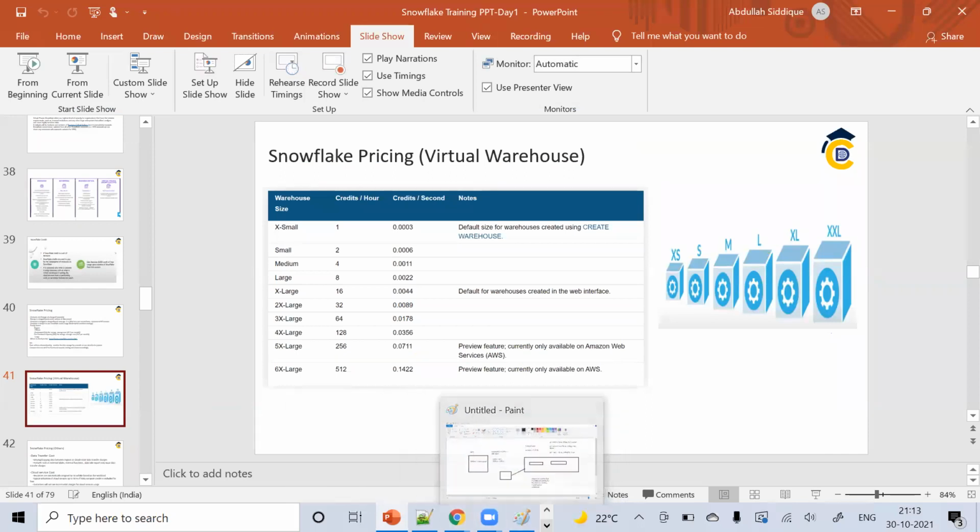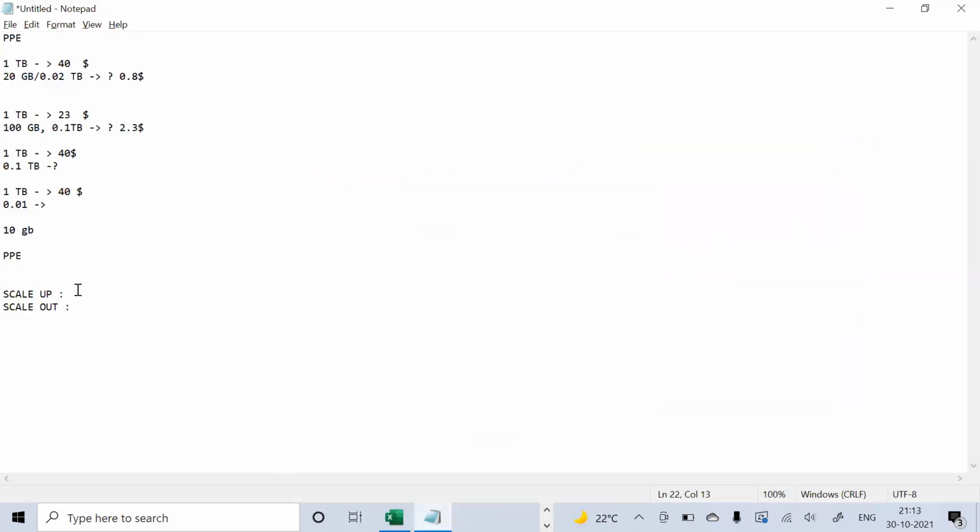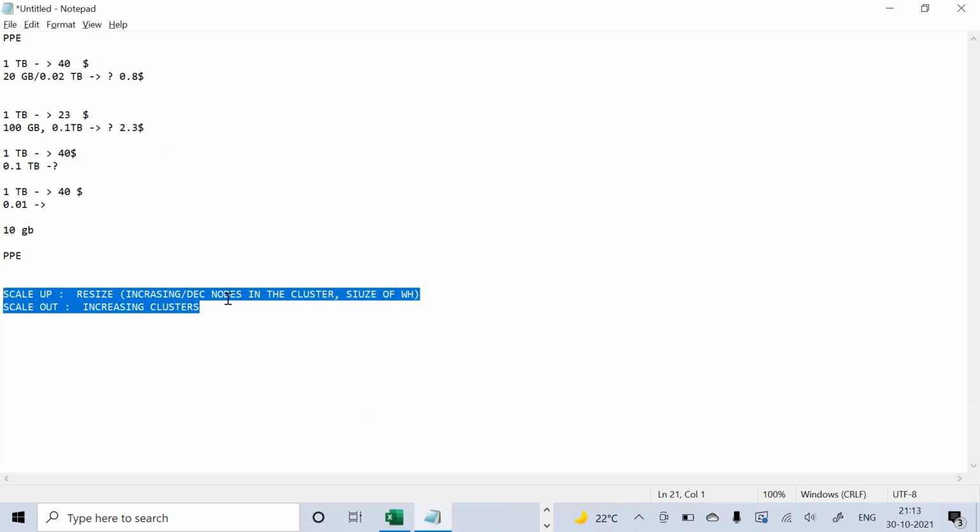Yeah. So one doubt, not doubt, I wanted to just correct one thing. So scale up means resize, guys. Resize of the virtual warehouse where you are increasing or decreasing your nodes, basically the size of the warehouse. But scale out means increasing the clusters. Okay, so this is also asked in certification, scale up and scale out difference. So this is what I wanted to just reiterate.